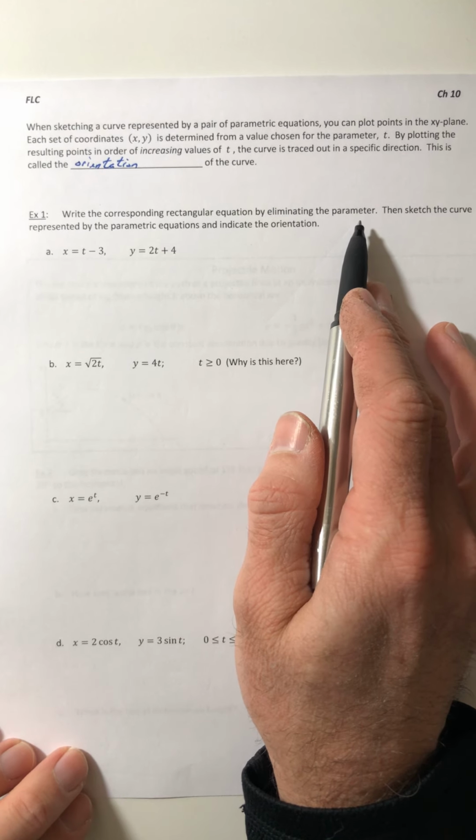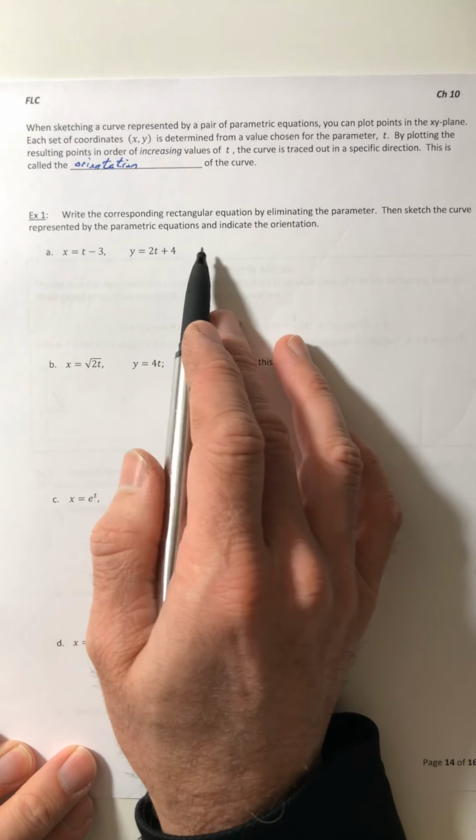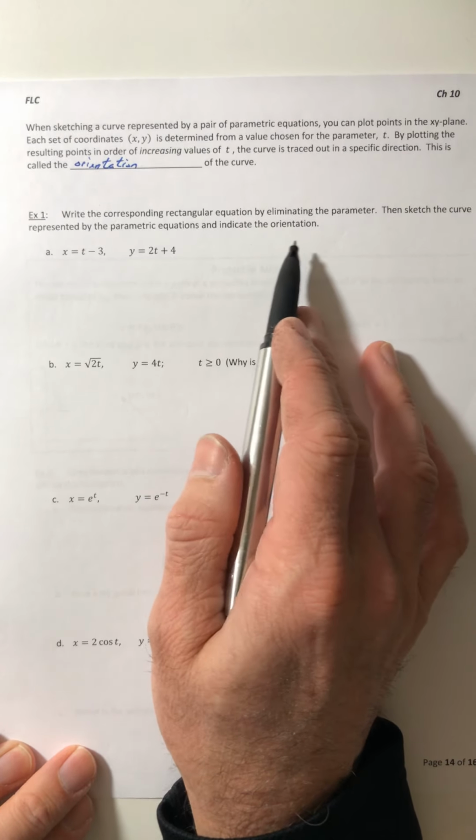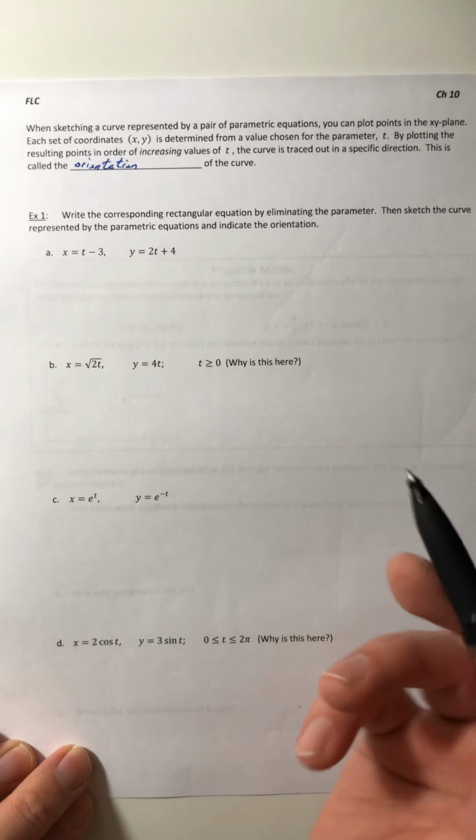It's kind of weird. We just talked about how you introduce one, so now we're going to get rid of it. Then you're going to sketch the curve represented by the equations and also indicate the orientation. So what direction would you walk if you were going to walk along the curve?